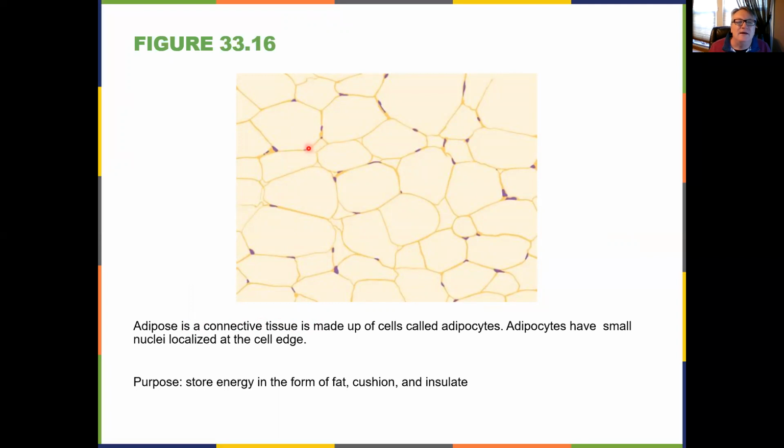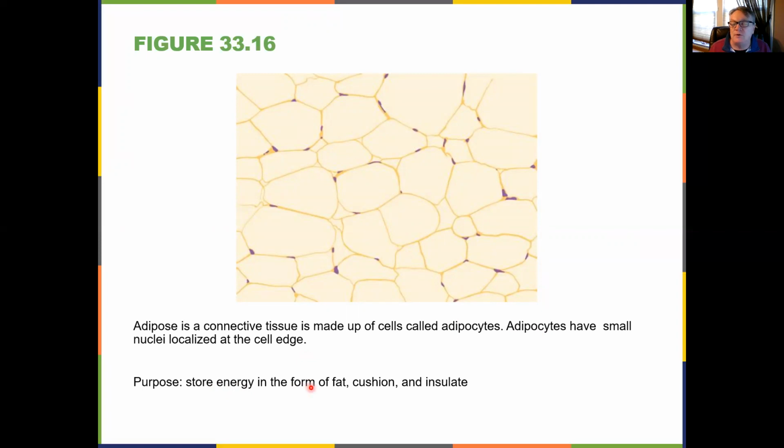The nuclei of the cell are found in these little dark purple spots. So these are the cells, the nuclei of what are called adipocytes. And this type of cell does really one thing and does it very, very well. It stores an enormous quantity of fat.